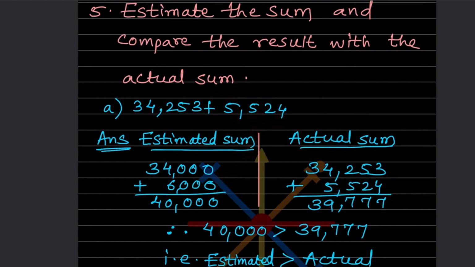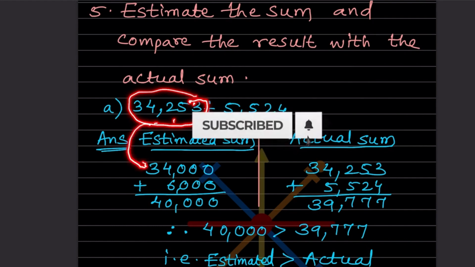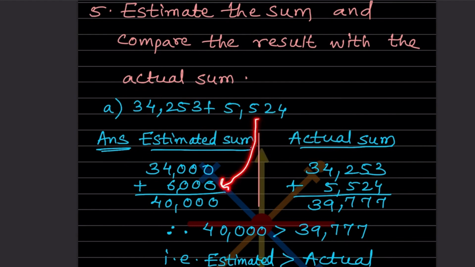I'm not going to show the rounding in detail in this video. I will just show you the other things, but for the rounding part you have to refer to the previous part. That will save time. So now 34,253 becomes 34,000, and 5,524 becomes 6,000. When you add them, you are going to get 40,000. So this was about the estimated sum.